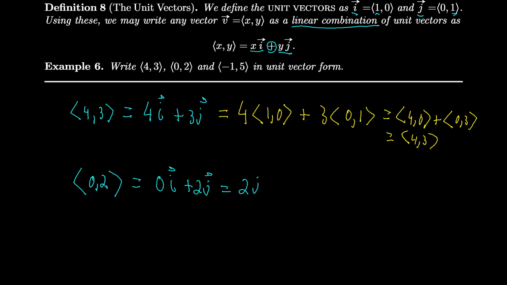All right. And then I want to talk about the last one here. Negative 1, 5 is just going to be, well, negative i. We don't have to write the 1. We've never had to write a 1 before. We don't have to write it now either. Plus 5j. That's it. That's how you write it, like that. So the negative 1's right here, but we normally still don't write 1's.